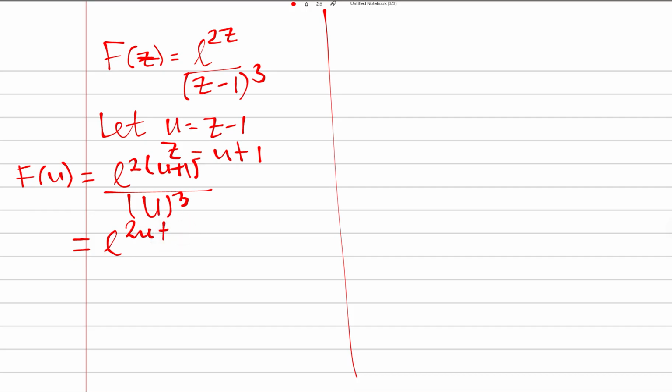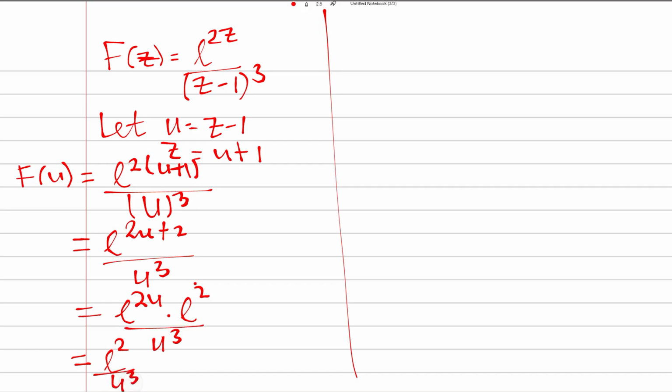Exponential 2u plus 2. If you open the bracket, then all over u raised to power 3. So this will now give us exponential 2u multiplied by exponential 2, all over u raised to power 3. And I can rewrite this as exponential 2 over u raised to power 3, multiplied by exponential 2u. It is still the same thing.